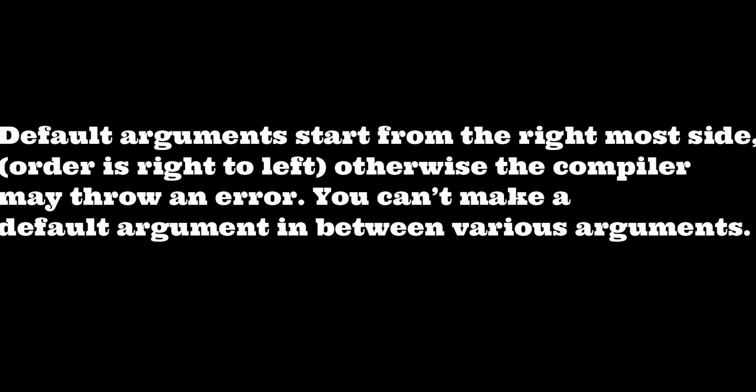Default arguments start from the rightmost side. This is a very important note: they start from the rightmost side, so you can't start from the left. The order is right to left, otherwise the compiler may throw an error. You can't make a default argument in between various arguments, you can't skip over parameters; they go from the rightmost side to the left.